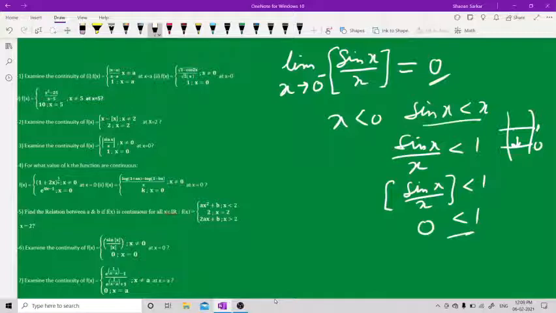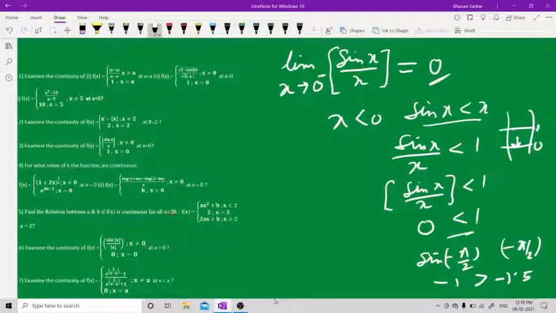Less than 0. Why is this? I've told you. You take sine of minus 90 degrees and you take minus 90, that is pi by 2. Sine of minus pi by 2 is minus 1. And minus pi by 2 is minus 3.14 by 2, that is minus 1.5 something. So minus 1 is greater than this. Now if you multiply both sides by minus, see, minus 1 is greater than this.